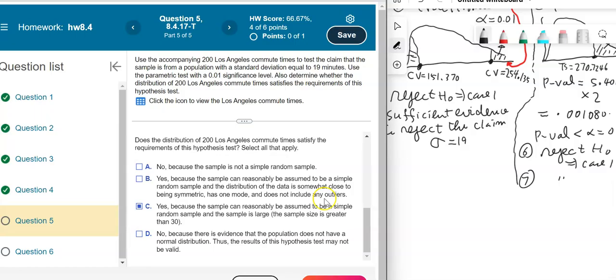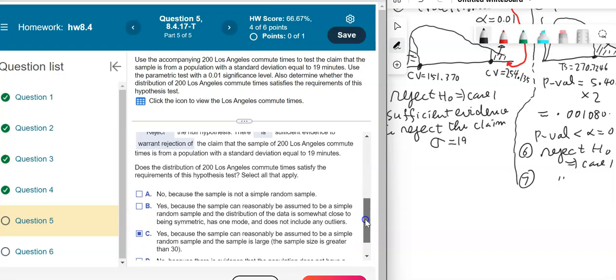Does the distribution of 200 commute times satisfy the requirement for hypothesis testing? The requirement is a simple random sample. The population has to be a normal distribution. Because the sample can be assumed to be symmetric, has one mode and does not include any outlier. No, because there is evidence that it does not have a normal distribution. The population has to be a normal distribution. Okay.